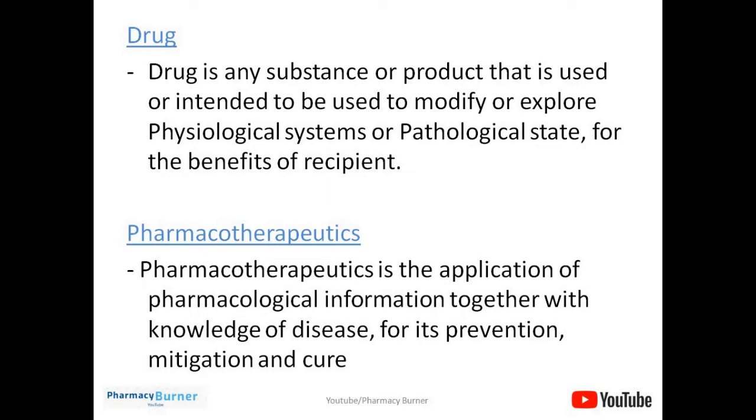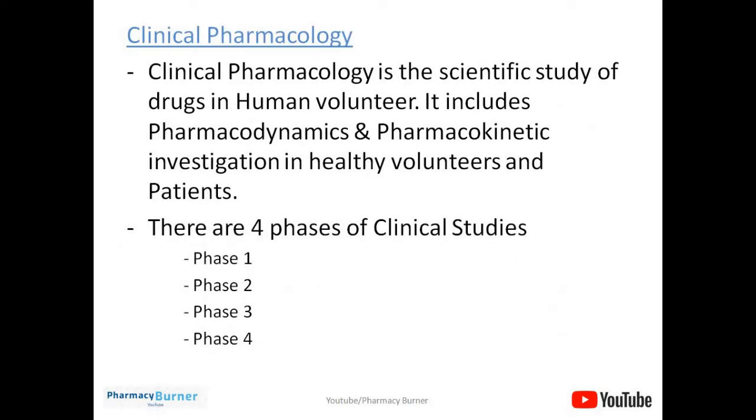The first one is drug. A drug is any substance or product that is used or intended to be used to modify or explore the physiological system and pathological state for the benefit of the recipient. Next is pharmacotherapeutics. Pharmacotherapeutics is the application of pharmacological information together with the knowledge of disease for prevention, mitigation, and cure of a disease. Next is clinical pharmacology.